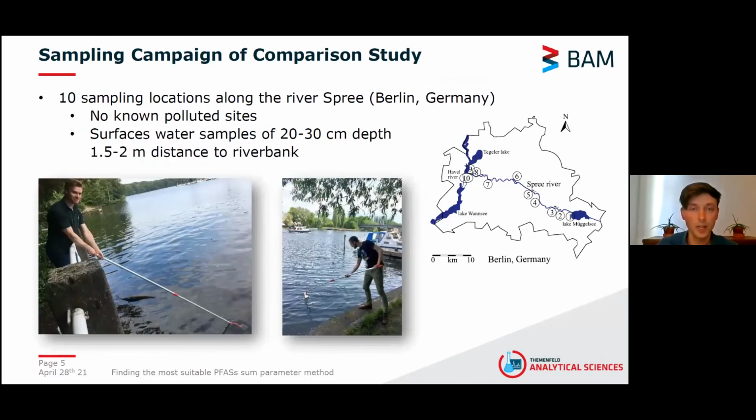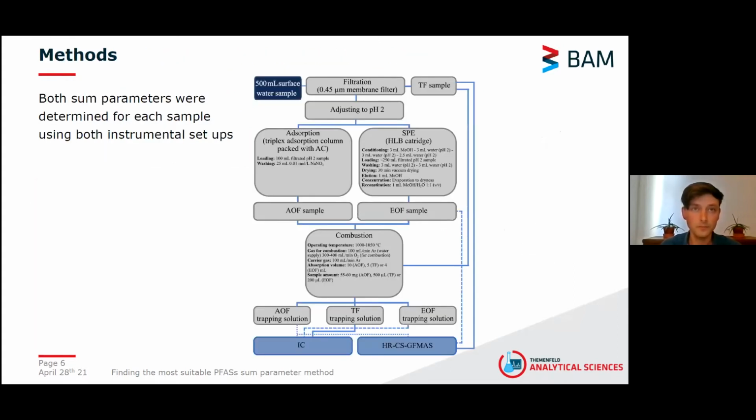For the comparison, we took surface water samples from the River Spree here in Berlin at 10 different locations. There are no known polluted sites next to the sampling locations, and all water quality parameters were normal. All samples were taken on the same day last summer. Using this sample set, we determined both sum parameters, AOF and EOF, with both instrumental setups, CIC and GFMAS, following this scheme.